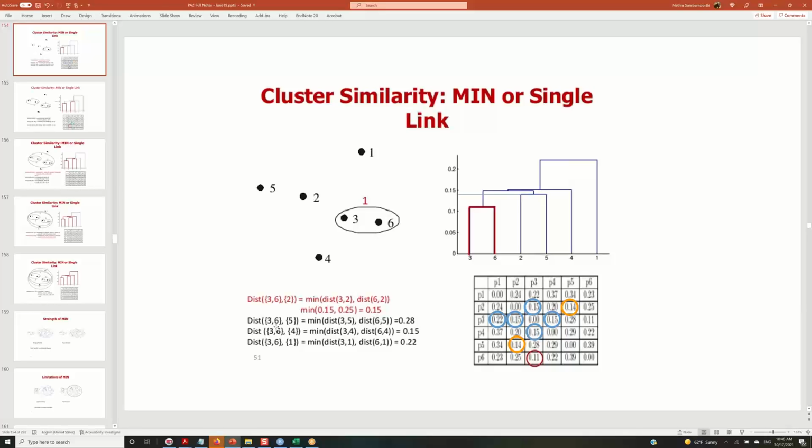Okay. Now, next, I'm also calculating with respect to 5, 4, and 1. That's what all these things are. When I don't have this one, I'm using this minimum or single linkage approach. This is called single linkage. So the minimum of the distance between the cluster 3, 6 to 2, 5, 4, 1. Out of this, 2 is 0.15, 4 is 1.15. 2 is 0.15. Okay.